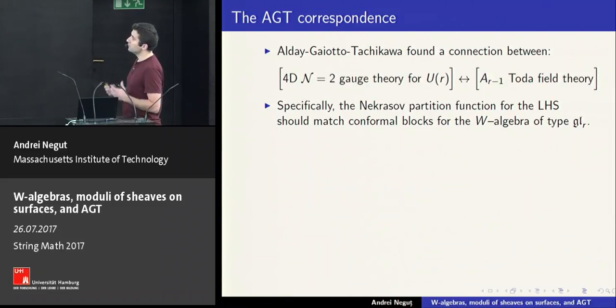One of the fundamental predictions of this correspondence is that the Nekrasov partition function corresponding to the theory in the left-hand side should be matched under this correspondence to conformal blocks for W-algebras of type GL(R), which is the symmetry algebra of the theory in the right-hand side.